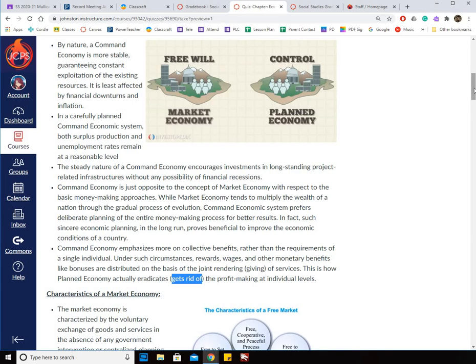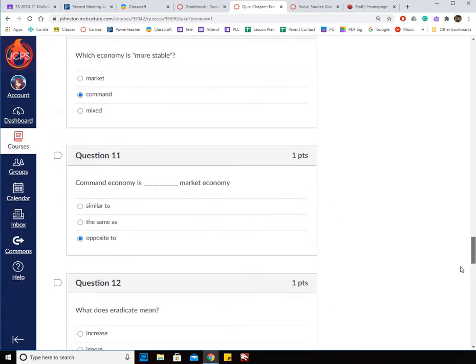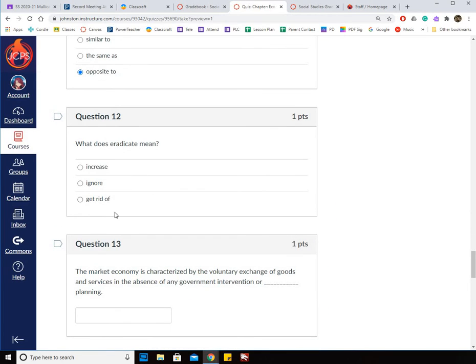So basically, this normally goes along with communism, where everybody is given things equally, but also dictatorships will use command economy because they want to control everything. So number 12 is get rid of.